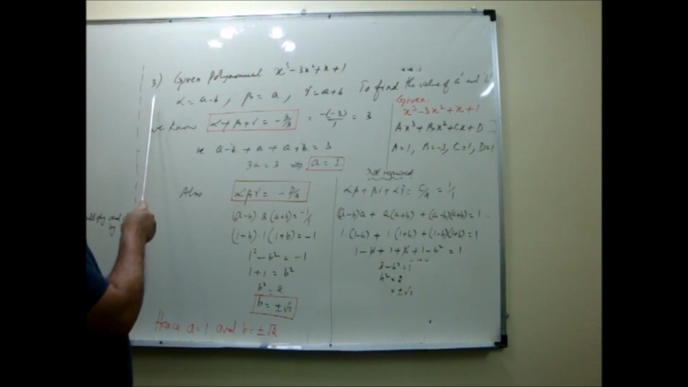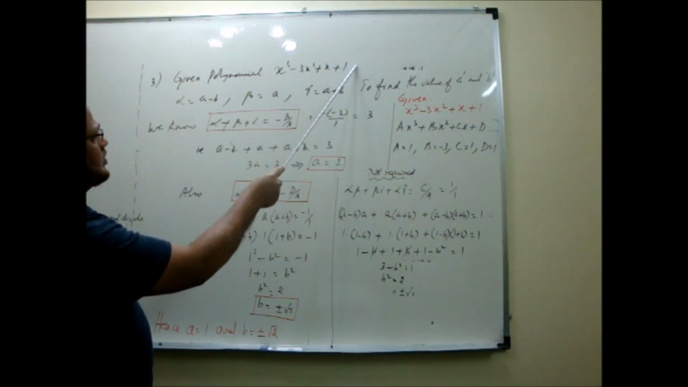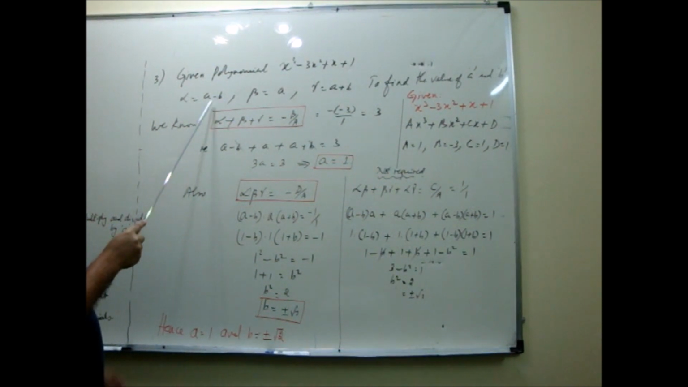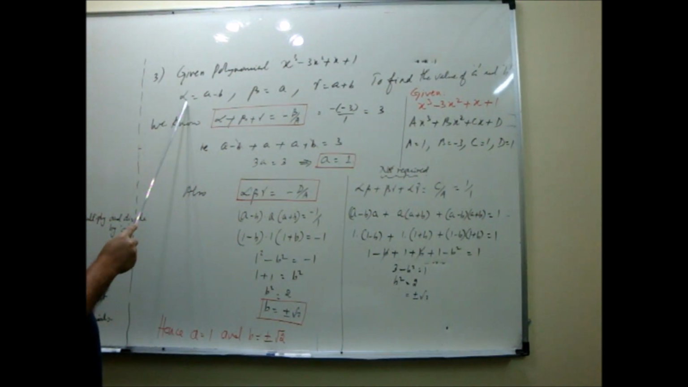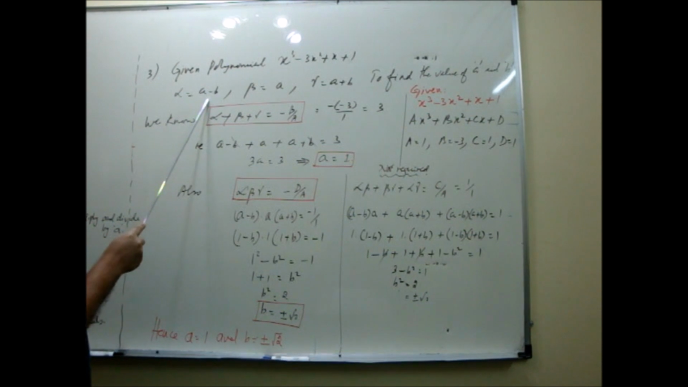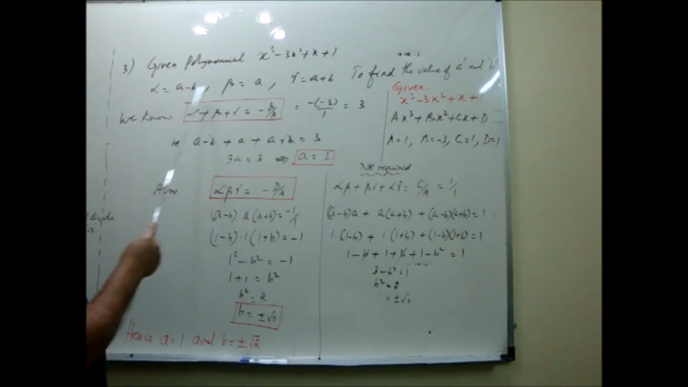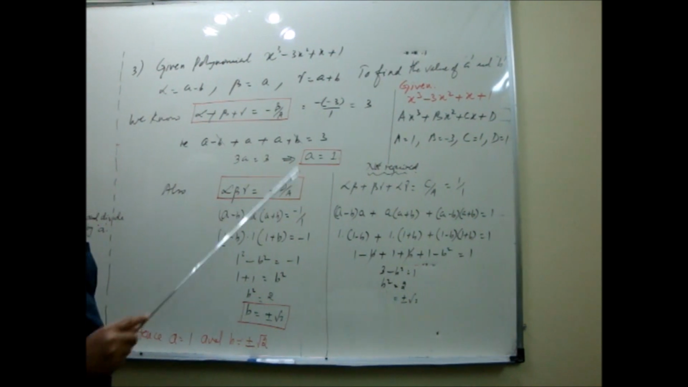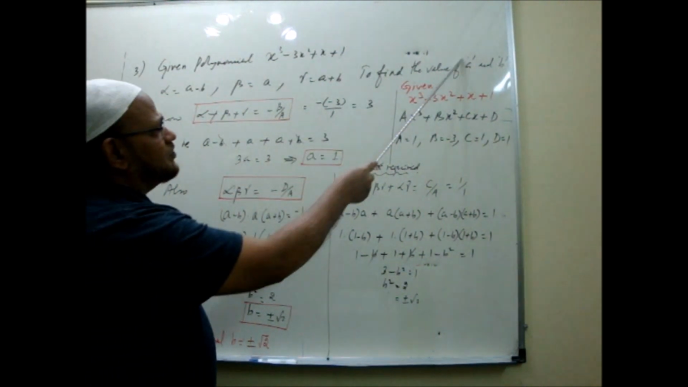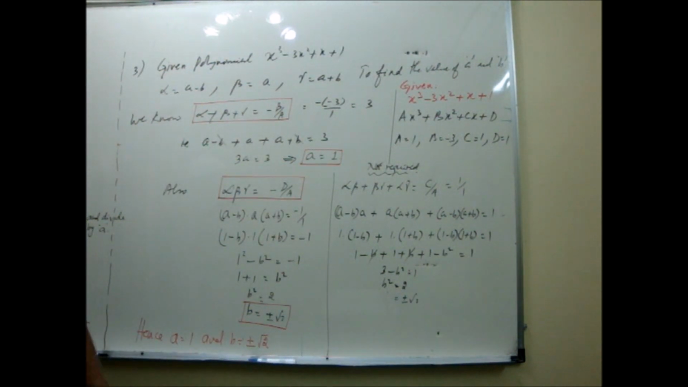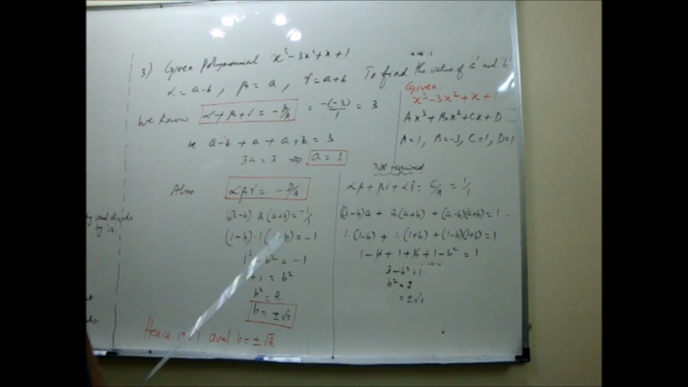See this question 3. They have given you a polynomial and they gave the zeros in terms of some literal numbers. Alpha, the first zero, is a minus b, beta is a, and gamma is a plus b. They gave all these 3. The question asks you to find the values of a and b. So you will have to use the property and find the values of a and b. So go for it now.